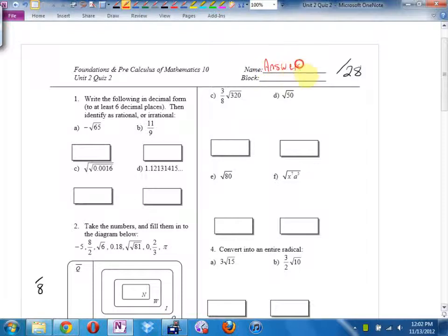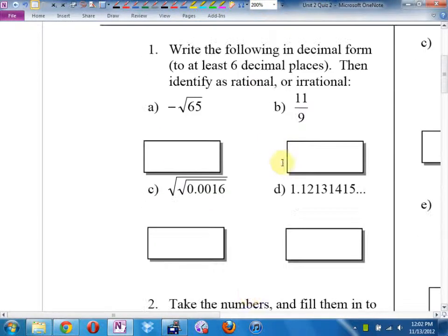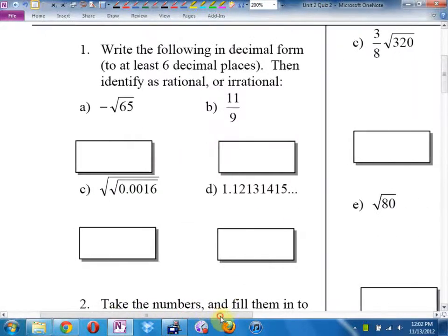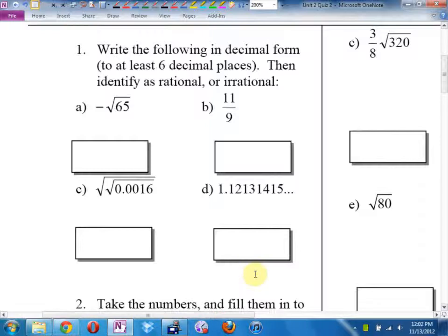I'll even just put the word answers on there instead of putting the silly name. And we'll zoom in. So it says, write the following in decimal form. Really, I don't care about that. I'm not going to test whether or not you can write that as a decimal. What I am going to test is, can you recognize a number as rational or irrational? And that's really what I want to see in the answer block here.